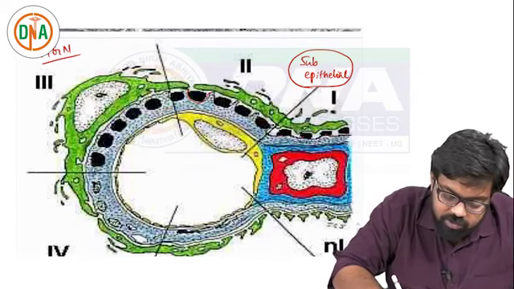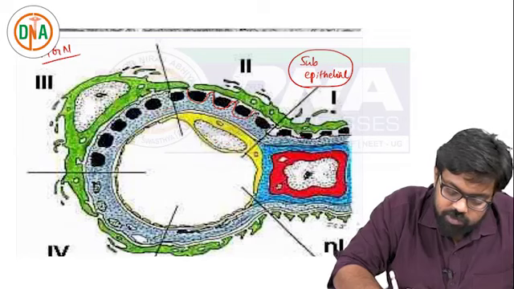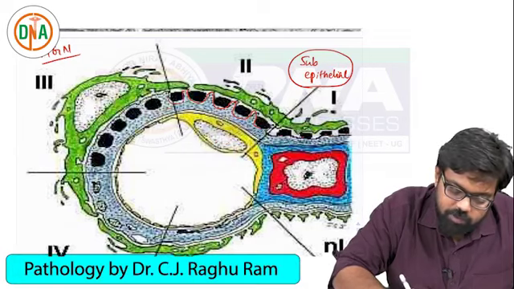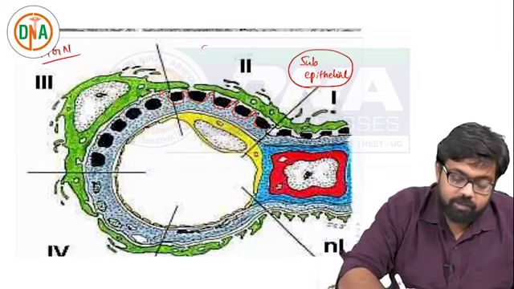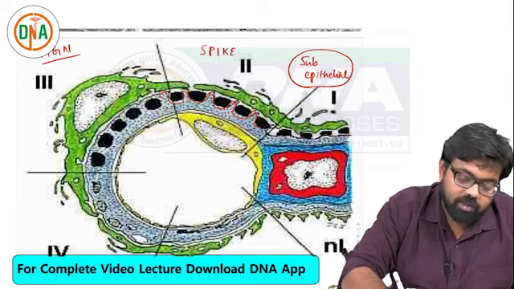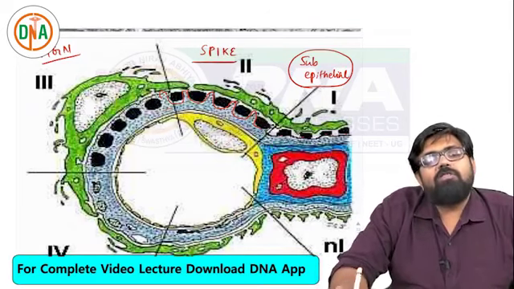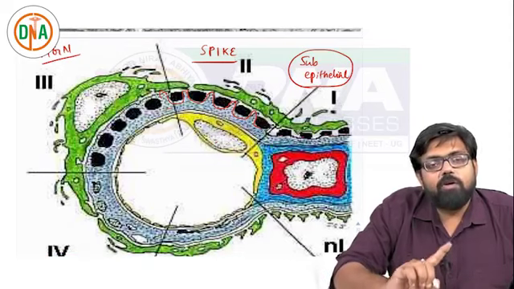Next, what happens in between two deposits? Could you appreciate this? Yes, the sky blue structure is coming in between the deposits. So this is called a spike. So what is the composition of the spike? Repeatedly I am asking, the composition of the spike is always basement membrane. It is not at all a deposit.